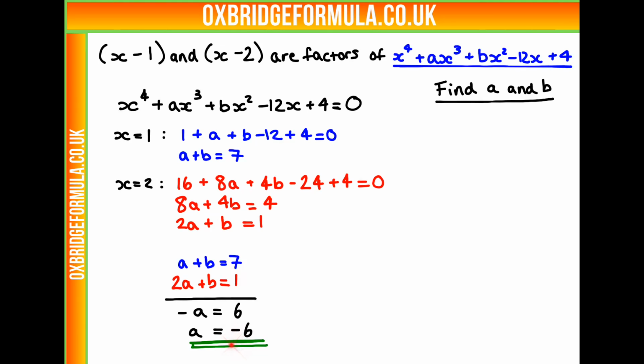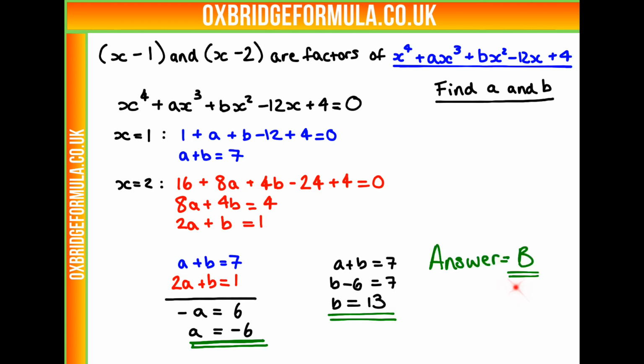And now we have our a value. All we need to do is substitute it back in to get our b value. So let's use this equation, a plus b equals 7. We know that a is minus 6, so b minus 6 is 7, and therefore b is 13. So now we have both of our a and b values, we can find our final answer to be answer B.